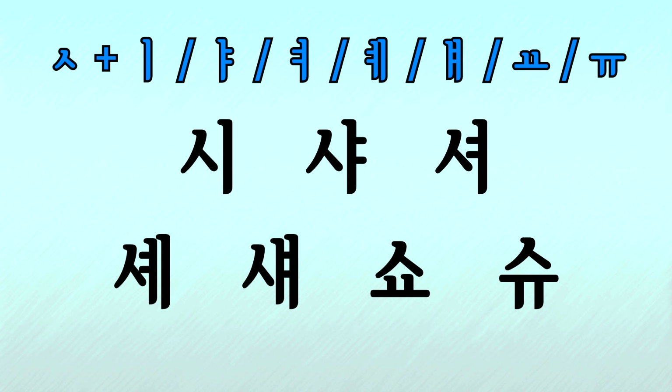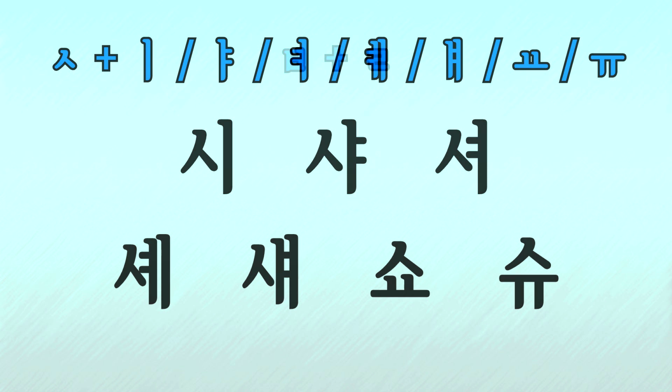So here's an example of the consonant siot together with each vowel sound. 시, 샤, 셔, 셰, 셰, 쇼, 슈.